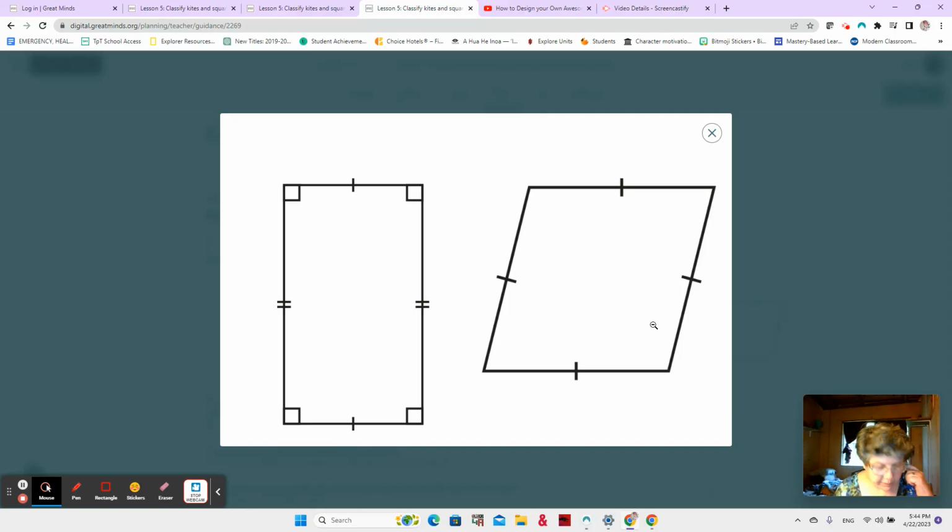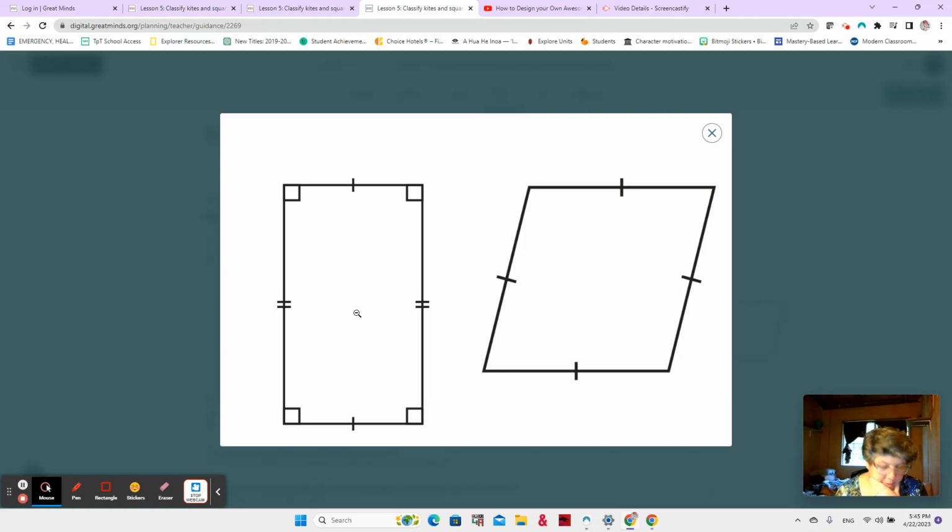Okay, can you classify the quadrilateral here on the left? What kind of quadrilateral is that? It's going to have several names, right? It is definitely a quadrilateral. It's also a trapezoid and a parallelogram and a rectangle, okay? And the most specific name for that figure is a rectangle, right? It has 4 right angles. Okay, nice.